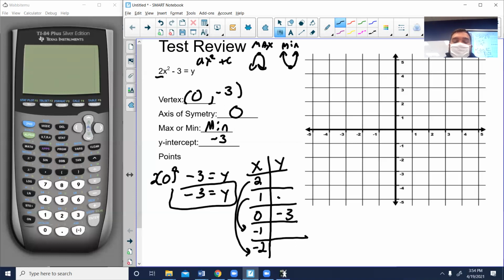All right, plug in 1 into the equation. 2 minus 3, that'd be -1. I'm doing the math faster so I can make sure I complete everything. You can practice the math yourself. But -1, then you plug in 2. 2 squared is 4. 4 times 2, 8. 8 minus 3, 5.